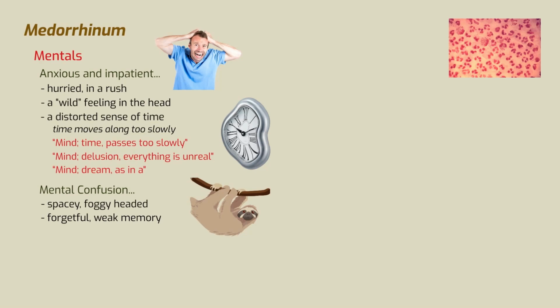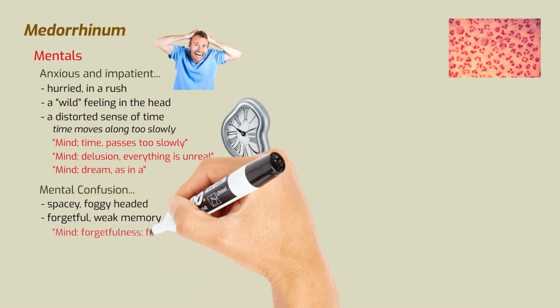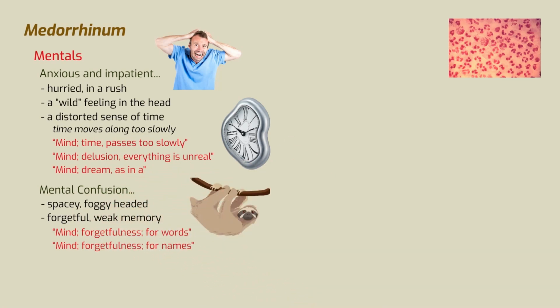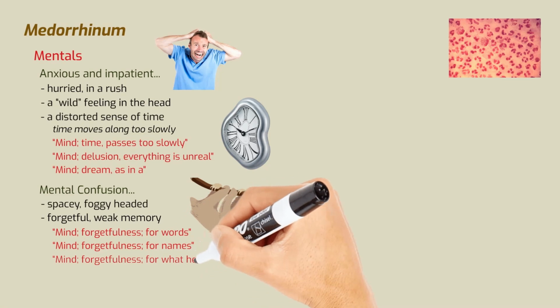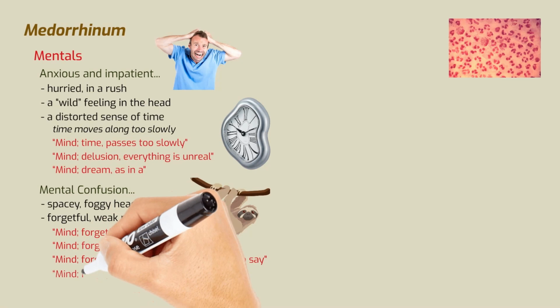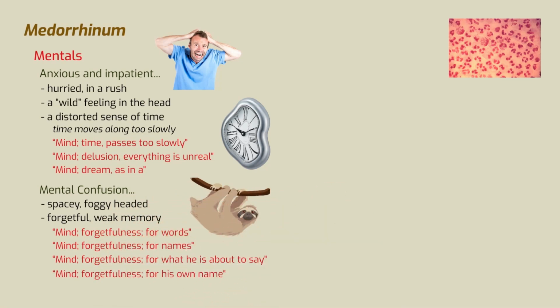Medorrhinum is listed prominently in the rubrics mind, forgetfulness for words, mind, forgetfulness for names, and mind, forgetfulness for what he is about to say. It's the strongest remedy listed under mind, forgetfulness for his own name. Naturally, Medorrhinum's overall erratic nature, his hurriedness, the wild feeling in his head, his sense of time distortion, and his general forgetfulness can occur in different combinations to different degrees depending upon the individual case.